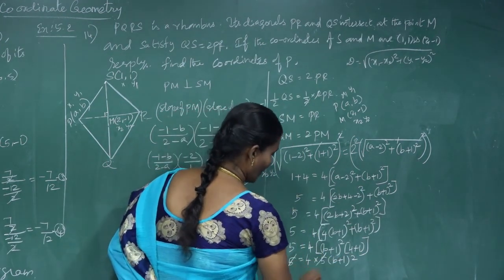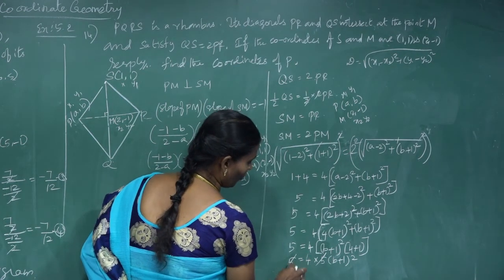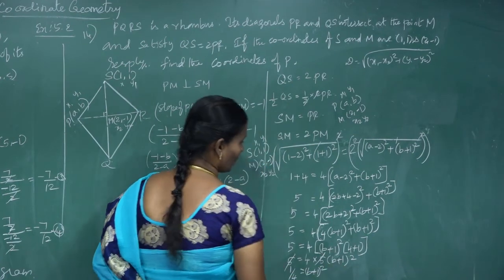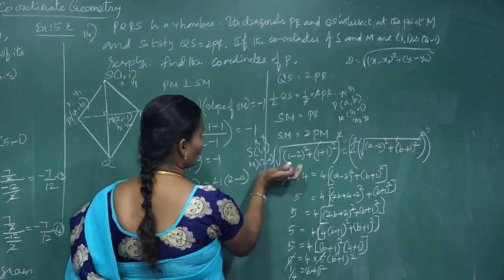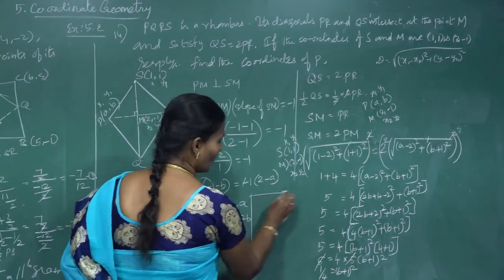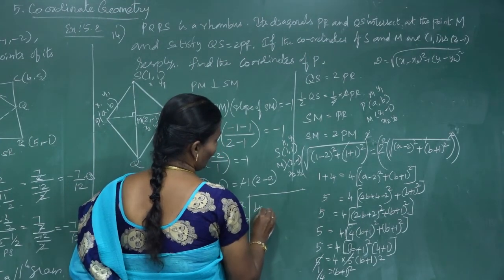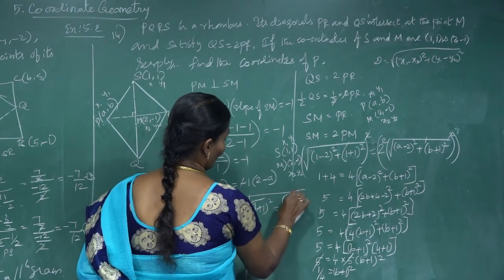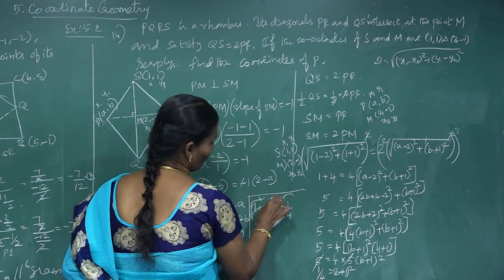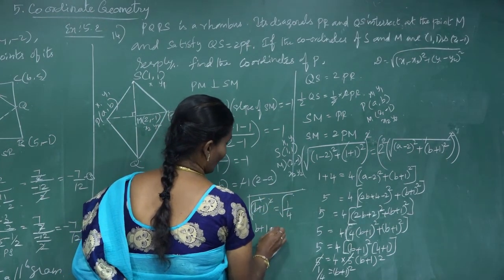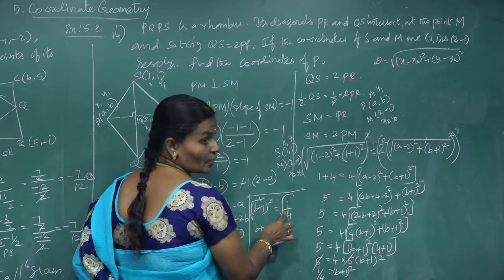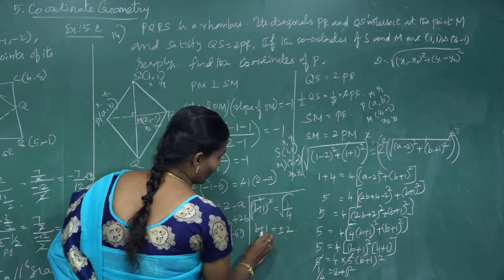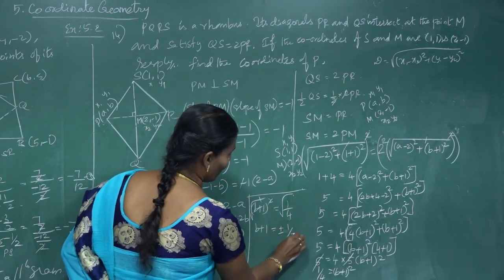Okay, so here 5 cancel. This 4 you bring to the left side. So 1 by 4 is equal to (B plus 1) the whole square. Now you take the square root. If you take the square root, (B plus 1) the whole square is equal to 1 by 4. So here comes B plus 1, square root and square cancel. B plus 1 is equal to the square root of 1 by 4, which is plus or minus 1 by 2.